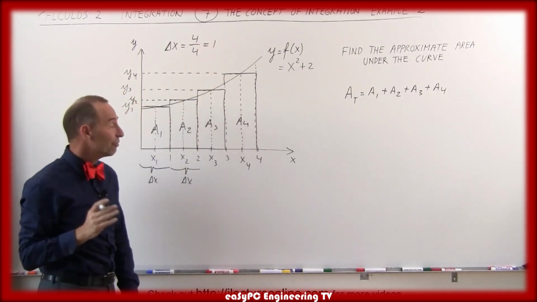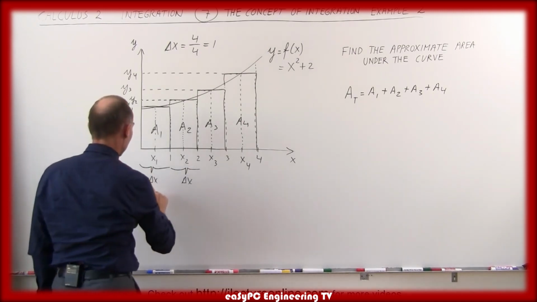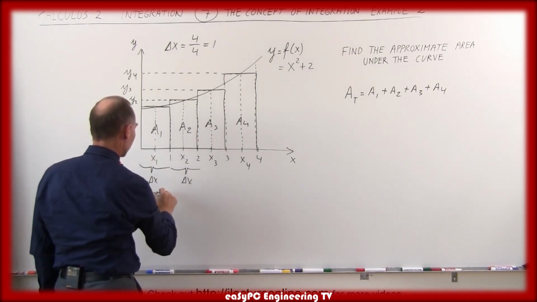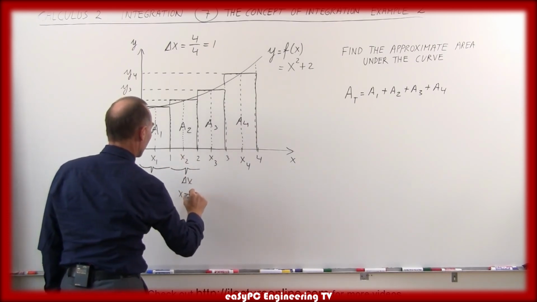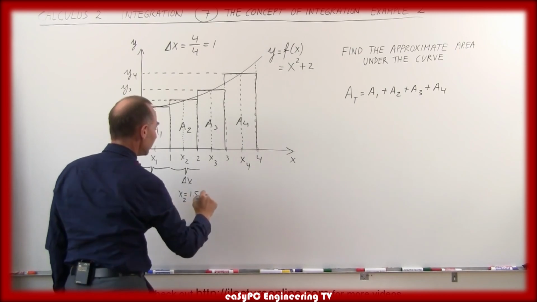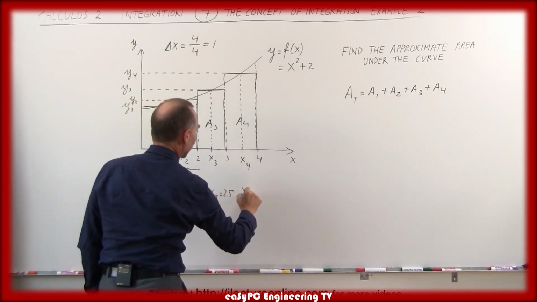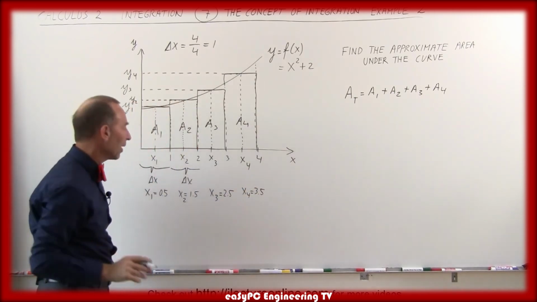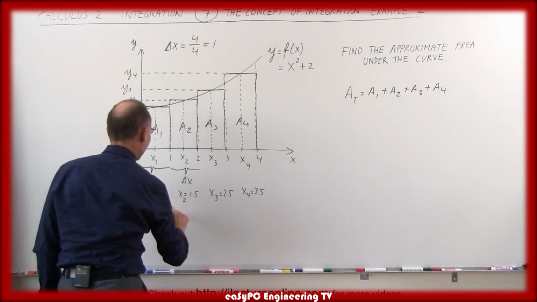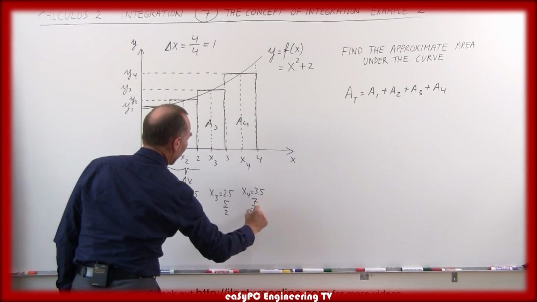We now just have to find the values for x1, x2, x3, and x4. You can see here that x1 should be equal to 0.5, x2 will be equal to 1.5, x3 will be equal to 2.5, and x4 will be equal to 3.5. Sometimes it's just easier to write as a fraction, so this would be 1/2, 3/2, 5/2, and 7/2.